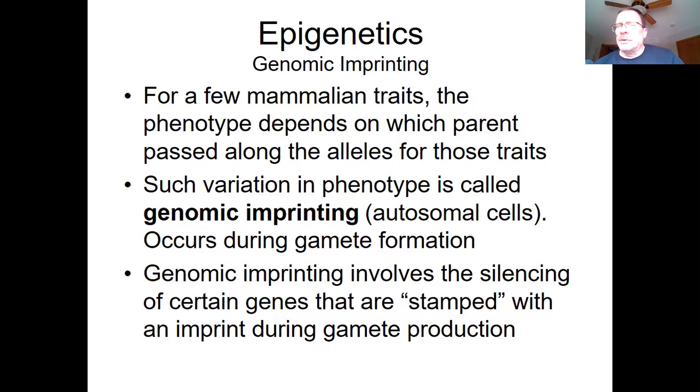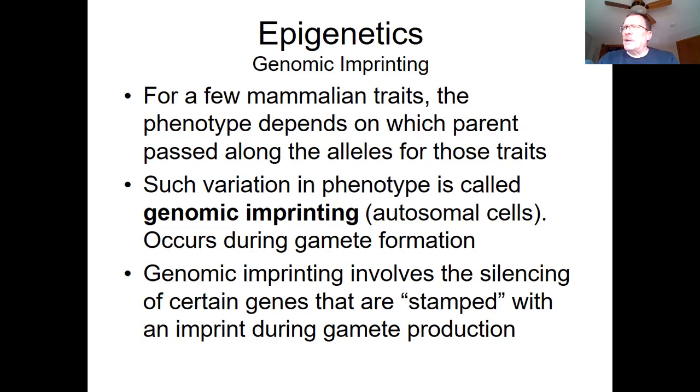And then, really, last, we'll talk about epigenetics. Epigenetics are things that are not changes in the DNA sequence. We'll see more epigenetics in the future, kind of heritable traits that aren't DNA based. One of these we talk about right here is genomic imprinting, because we're in that section where we talk about chromosomal inheritance. For some, the phenotype depends on which parent passes along the alleles for those traits.